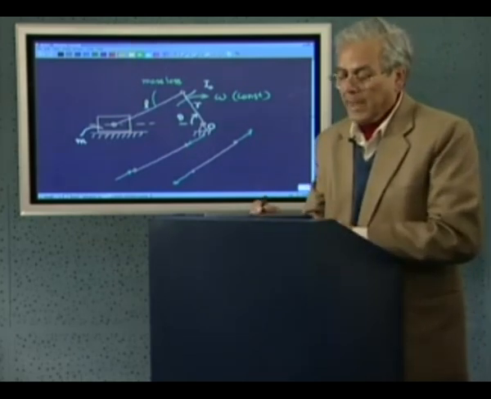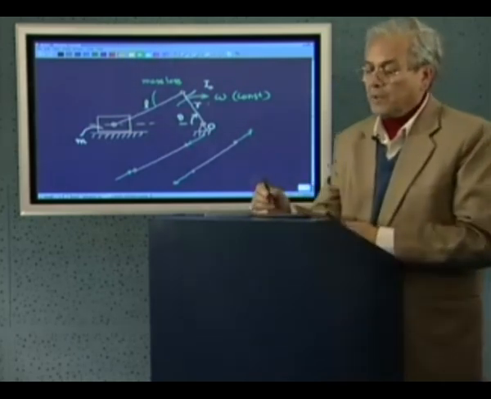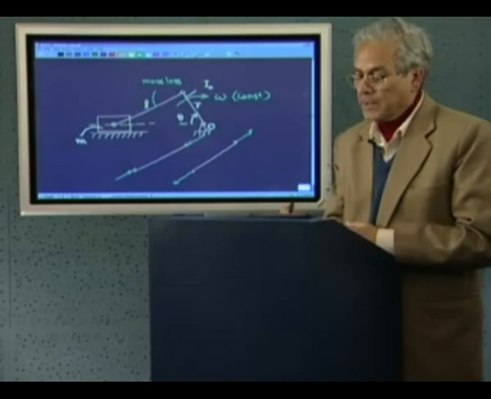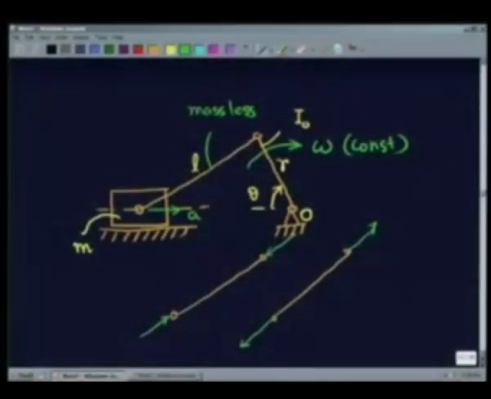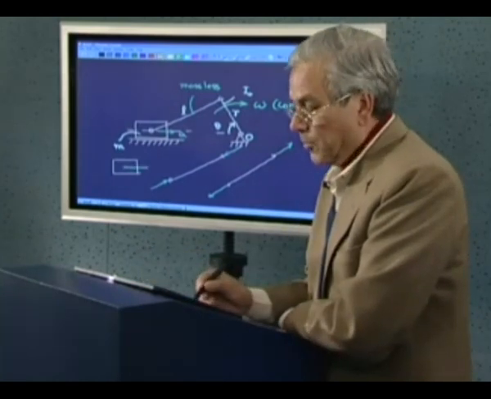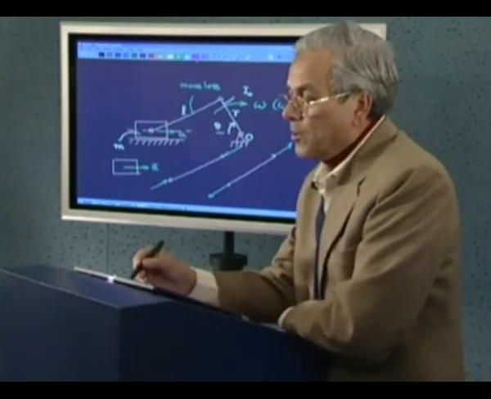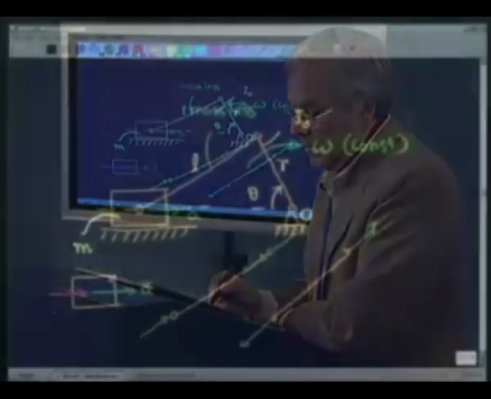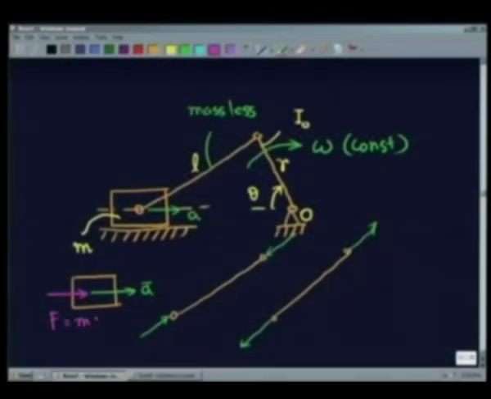Now from kinematics we have already found out that the acceleration of this body at this instant will be a. If that be the situation, then this rigid body must be subjected to a force in this direction, which is mass into acceleration. That means this body's acceleration is a, so the resultant force on the body must also be F, which is simply mass into acceleration.